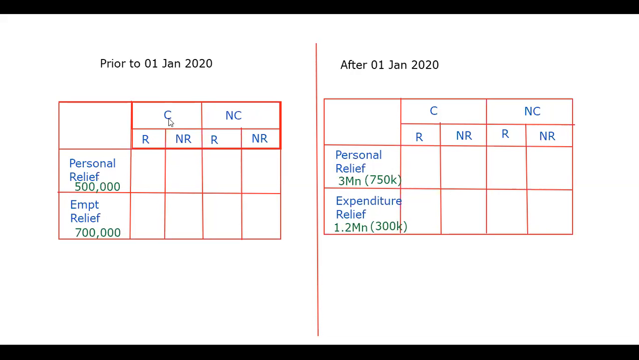Here C is citizen, and then the resident, citizen resident. Do they get personal relief? Yes, they will get personal relief. Then will they get the employment relief? Because they are citizen and resident, they will get employment relief as well.